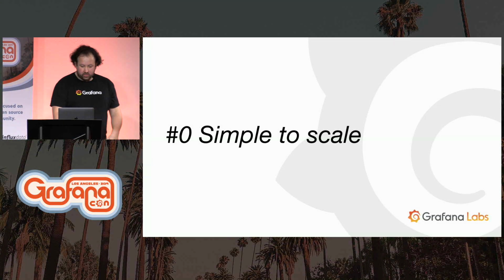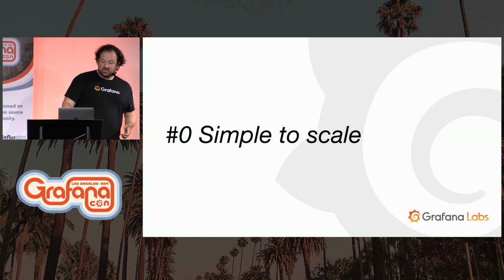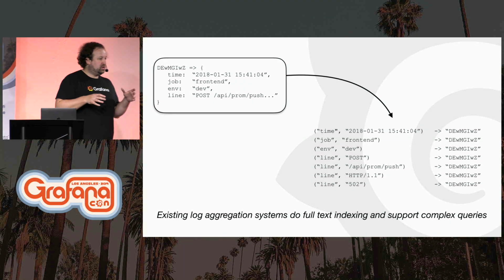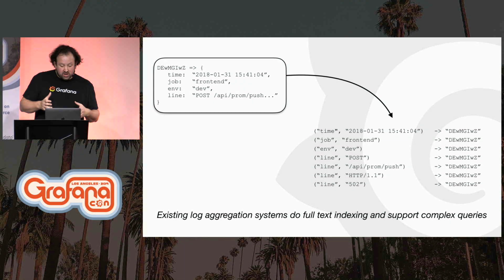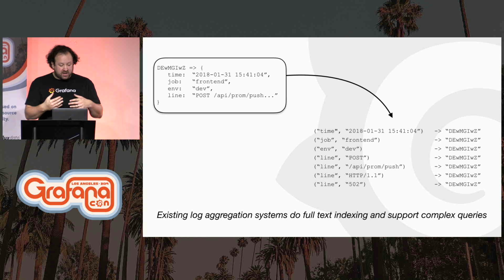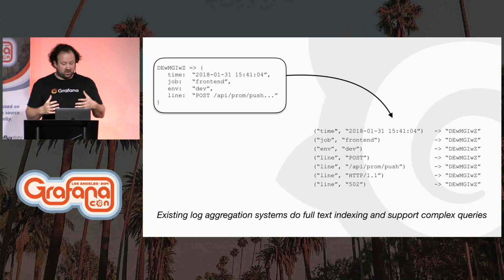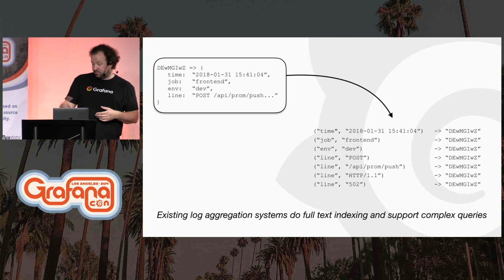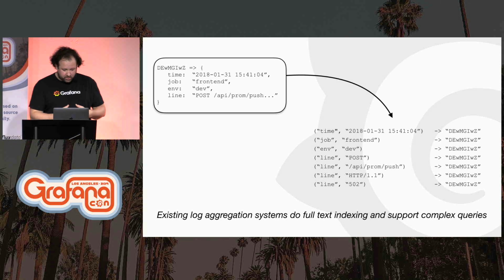There we go. So we're going to start with simple to scale. If you're using existing systems to do some log aggregation, you're probably using something like Elastic, something like Splunk. A very common pattern for these systems is to build something called an inverted index. This is where you take every line of logs and you split it up into tokens, and then you basically insert a tuple for every single one of those tokens. Now, I'm not actually an expert on this, so if I'm getting this wrong, please let me know.